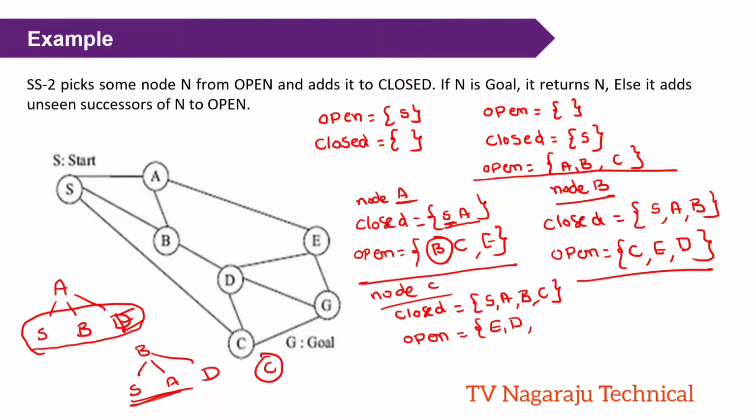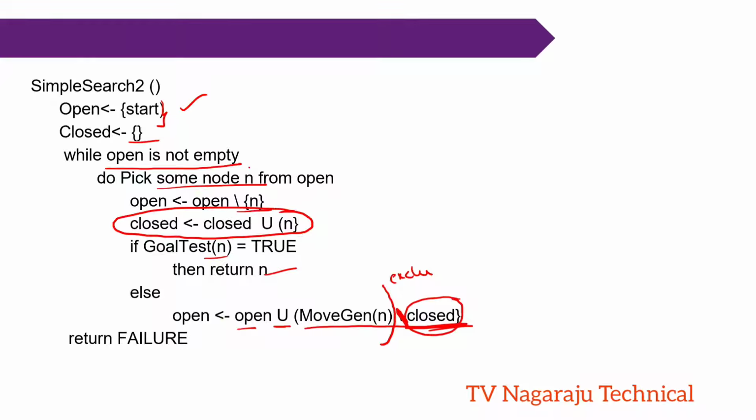What are the neighbors of C? One is D, already there. One is S, already visited. Another one is G. Now, in the next iteration, you can pick the node G, or otherwise you can take E, D, and so on. Suppose you pick the vertex G, so closed is S, A, B, C, G. Check G after picking it, and G is the goal node, then return. Now my answer is completed.